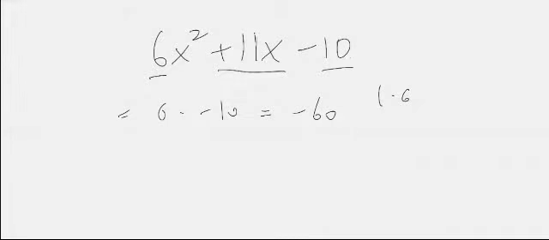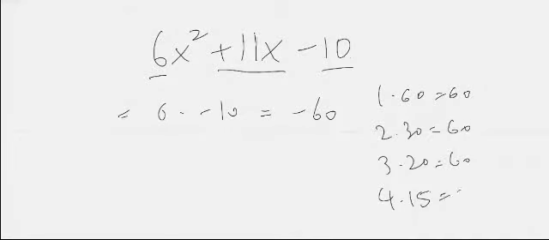1 times 60 is equal to 60, but 60 plus or minus 1 can never make it to 11. Let's try 2. 2 times 30 is equal to 60, but 30 plus or minus 2 can never make it to 11 as well. Let's try 3 then. 3 times 20 is equal to 60, but 20 plus or minus 3 can never equal 11 as well. And let's try 4. 4 times 15 is equal to 60. Wait, 15 minus 4 can be 11.